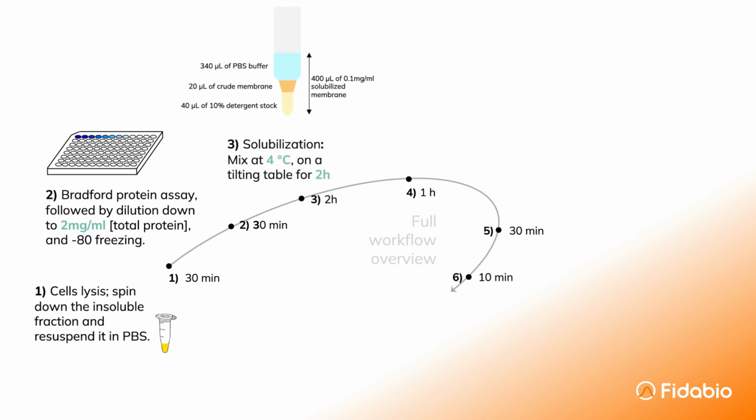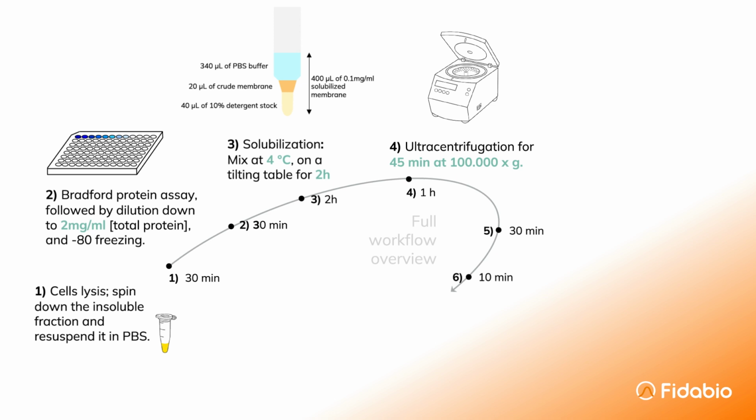3. You have to solubilize the membrane protein by mixing 340 microliters of PBS buffer, 20 microliters of crude lysate, and 40 microliters of detergent stock 10%, ending up in 0.1 milligram per milliliter of total protein concentration. Mix it with a pipette and place it at 4 degrees on a top-down tilting table for 2 hours for the solubilization process. Step number 4 is an ultracentrifugation at 100,000 g for 45 minutes.